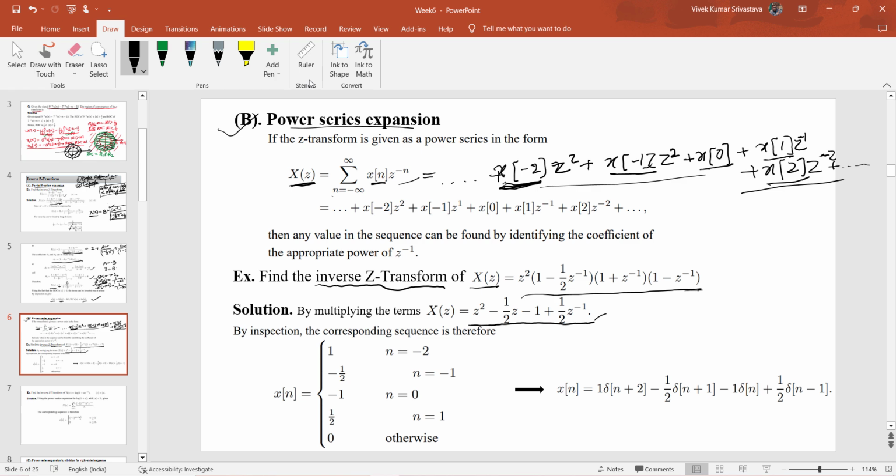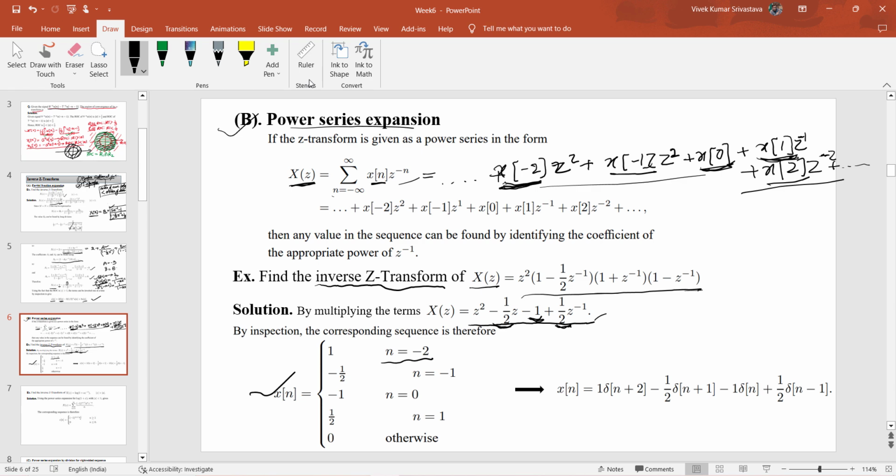After multiplying you will get this kind of series. Now you have to just determine these coefficients. Here you can see that at n is equal to minus 2 the value will be 1, at n is equal to minus 1 the value will be minus 1 by 2, at n is equal to 0 the value will be minus 1, at n is equal to 1 the value will be 1 by 2, and 0 for all other cases. So here is the coefficient that we have obtained.